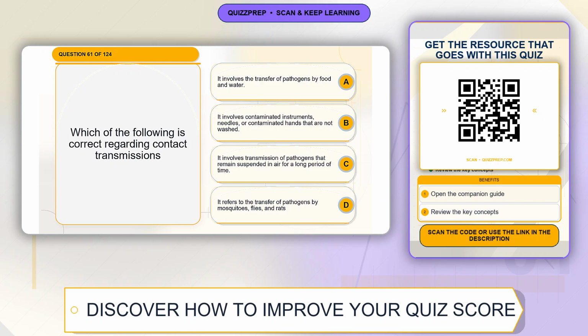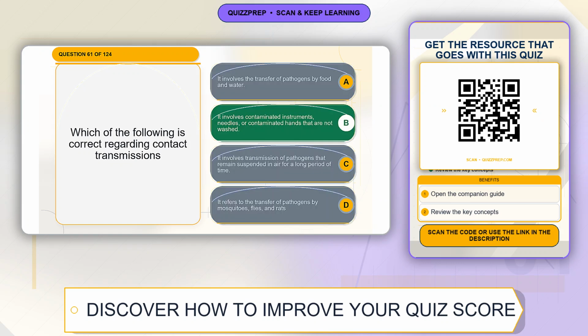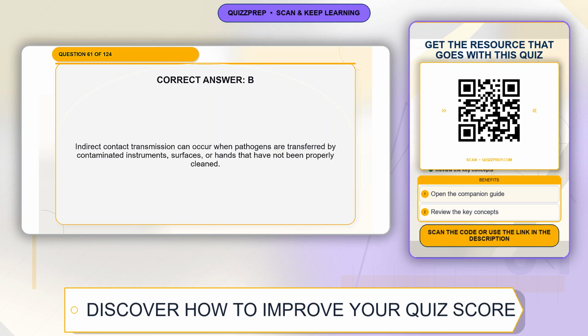Question 61. Which of the following is correct regarding contact transmissions? Option A, it involves the transfer of pathogens by food and water. Option B, it involves contaminated instruments, needles, or contaminated hands that are not washed. Option C, it involves transmission of pathogens that remain suspended in air for a long period of time. Option D, it refers to the transfer of pathogens by mosquitoes, flies, and rats. The correct answer is option B. It involves contaminated instruments, needles, or contaminated hands that are not washed. Explanation: indirect contact transmission can occur when pathogens are transferred by contaminated instruments, surfaces, or hands that have not been properly cleaned.